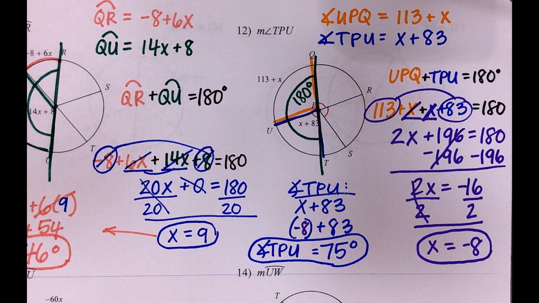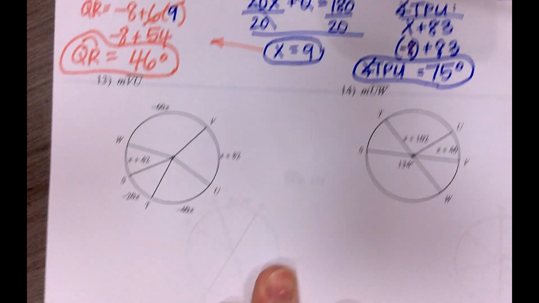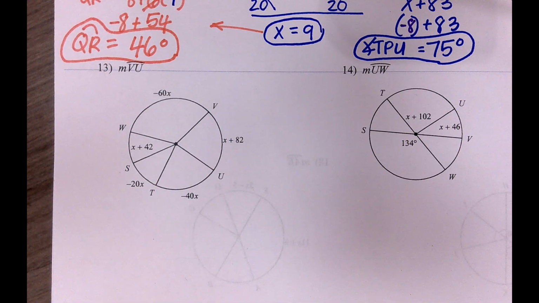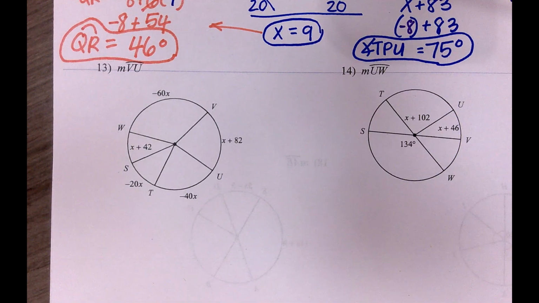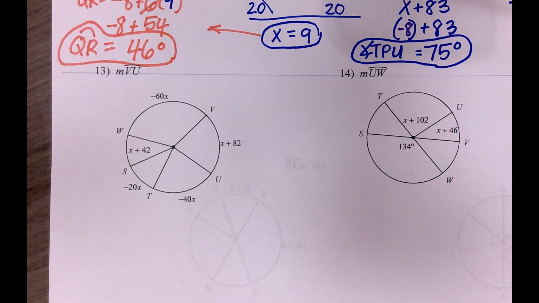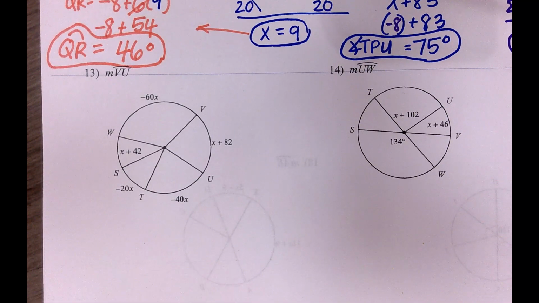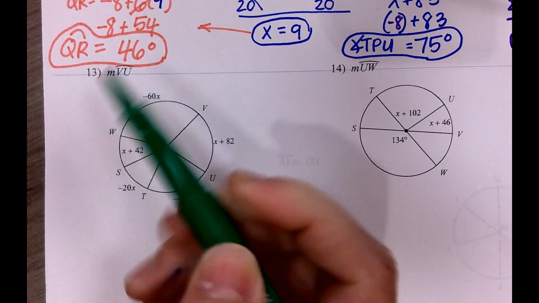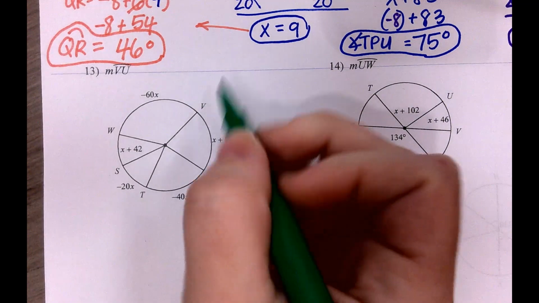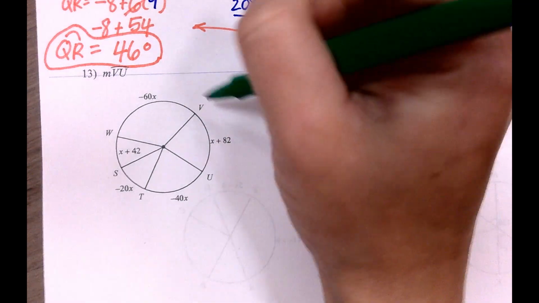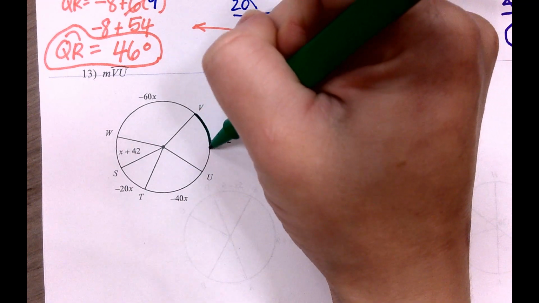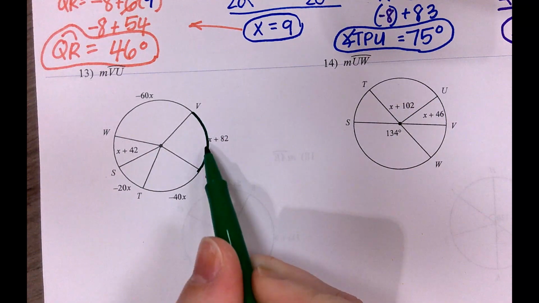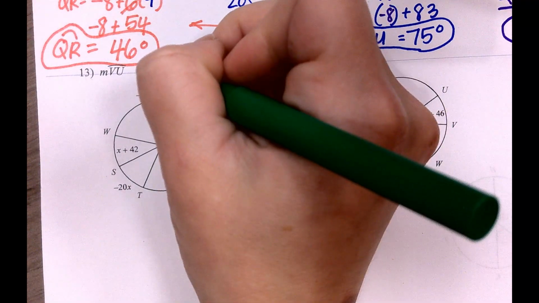All right. Let's move to 13. Now we have something that looks crazy. Let's just start one step at a time. That's what we always do. Number 13, I'm looking for the measure of the arc labeled VU. So I'm going to highlight that. VU is x plus 82.